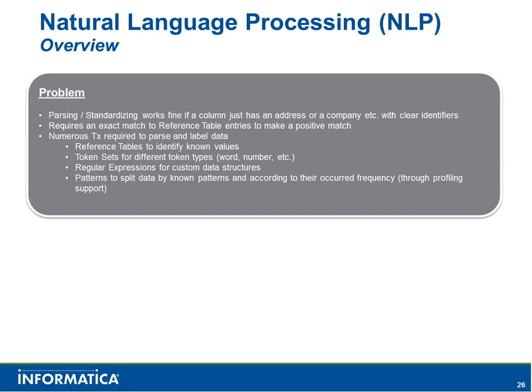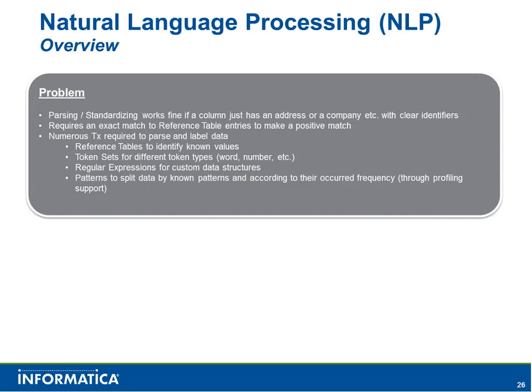So again, the problem when we were parsing or standardizing is that it works fine if a column just has an address or a company, etc. If we have some clear identifiers in there, it's great. But if we get into data that has some gray areas in there, or it's just a line of text, it can be very difficult to parse out that information in a simple manner. And we required an exact match to reference table entries, etc., to make a positive match.